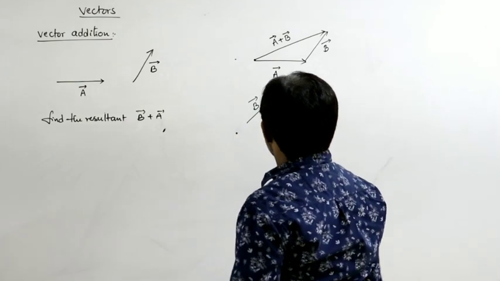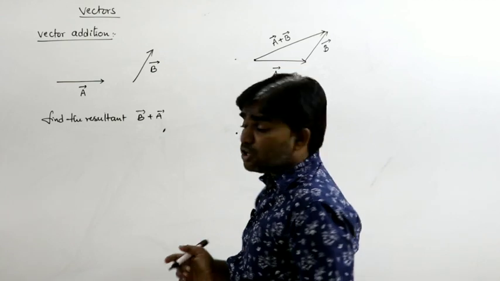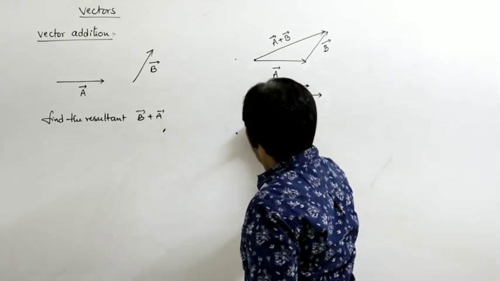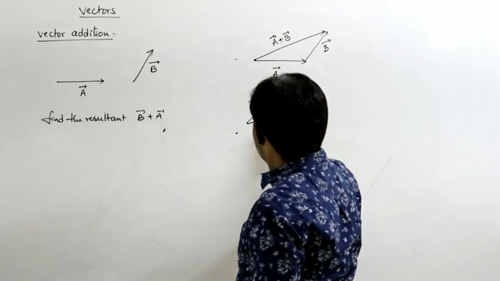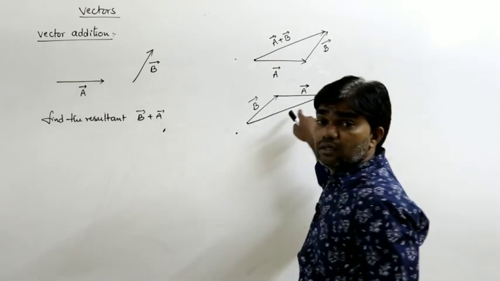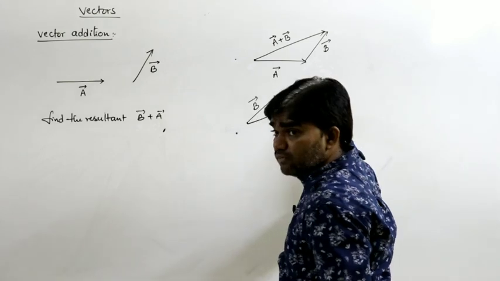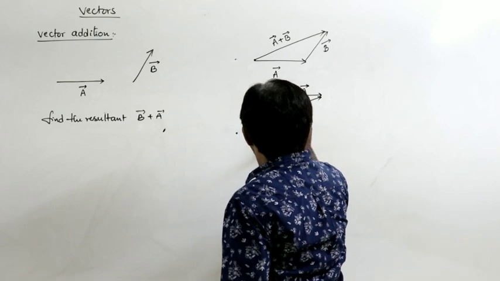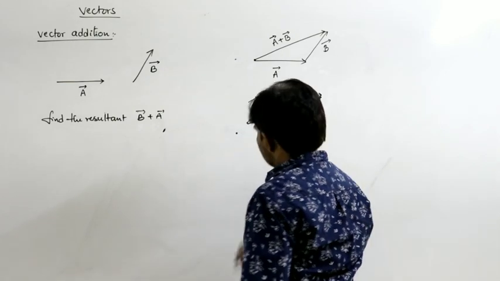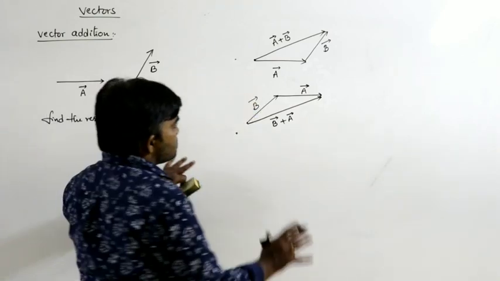What is the second point? The line joining the starting point of the first vector and the ending point of the second vector gives the resultant. So that is B bar plus A bar. So this is the situation.